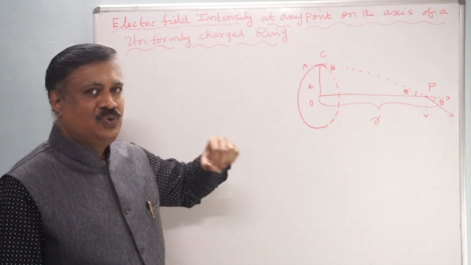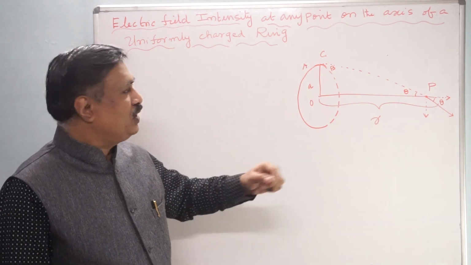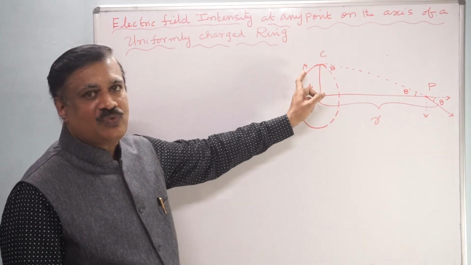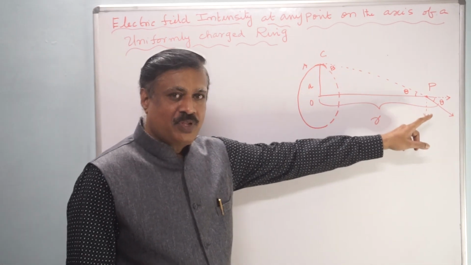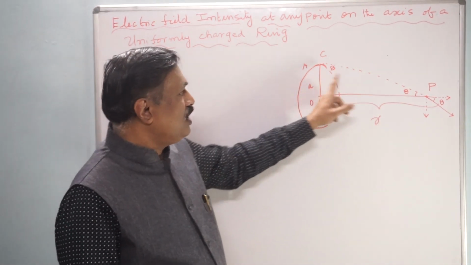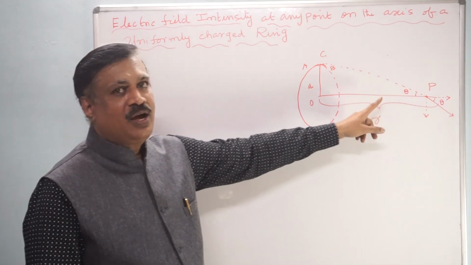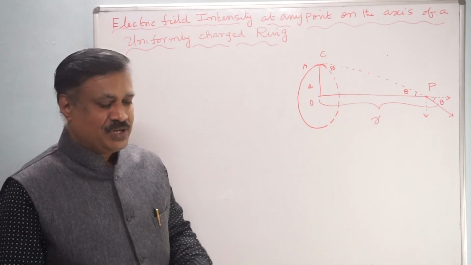First, let us find the electric field due to a small portion, a small portion AB, at the point P. That means the electric field due to this AB at the point P. And after that we have to take a summation.